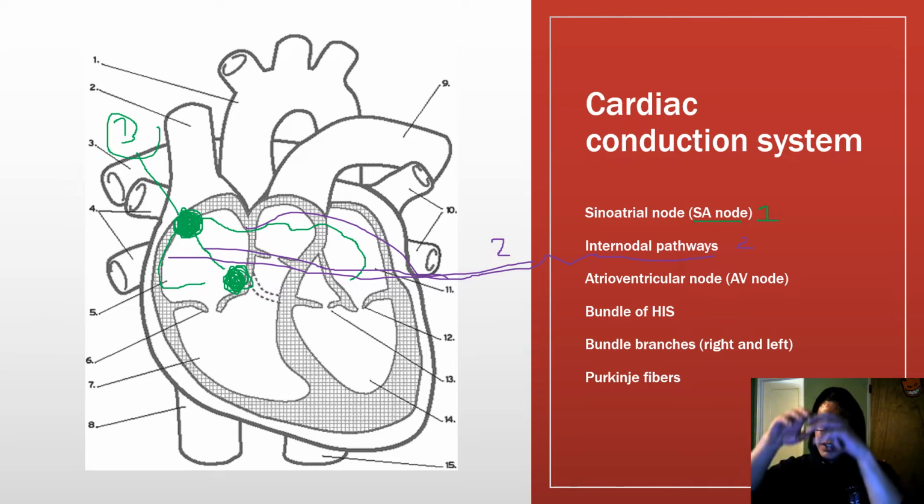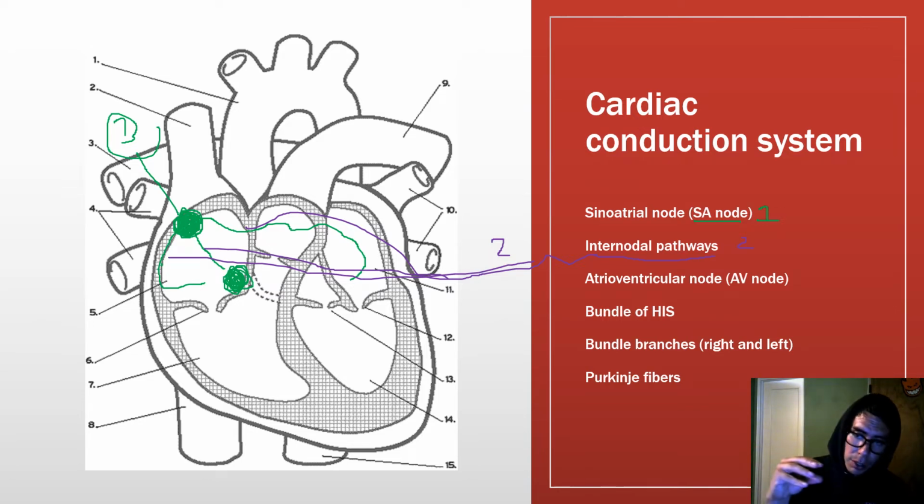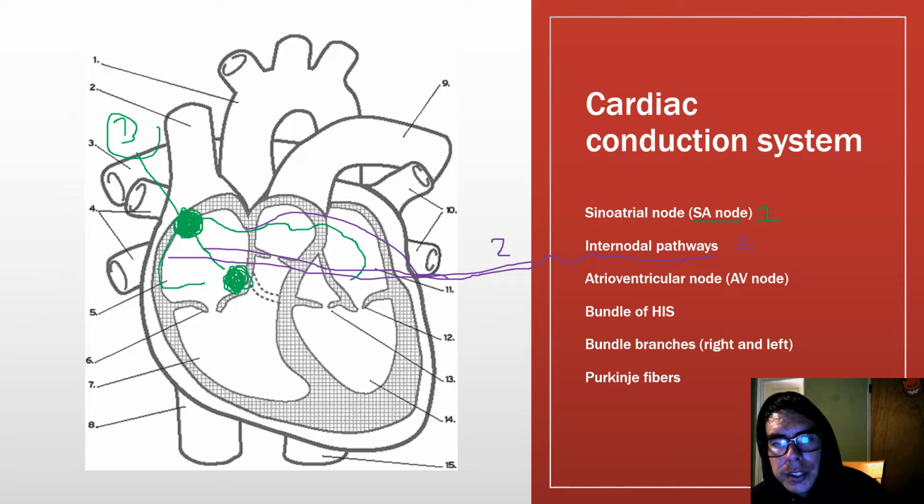So it'll go through the atria really quick and then slow. It'll come through the atria, slow, and then once it gets through, it takes off again. And this node right here is called the atrioventricular node, or AV node. And that makes sense because atrioventricular is between the atria and the ventricles. Atrioventricular. And this will be number 3 over here.